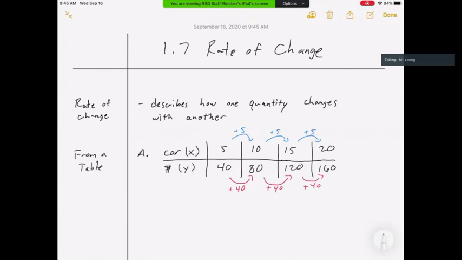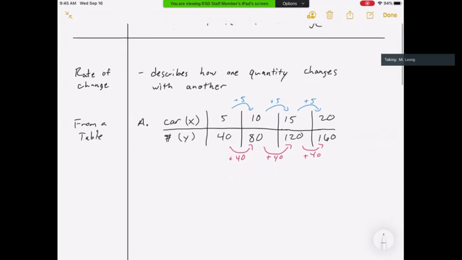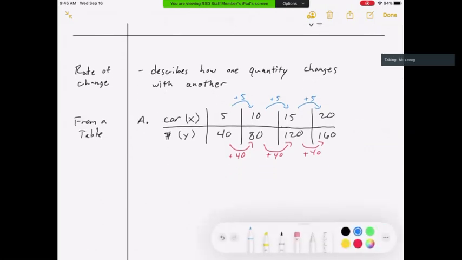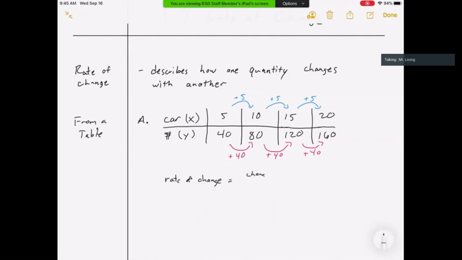So this is how you do rate of change, okay? The rate of change is equal to the change in y over the change in x. Okay, write that down. Change in y over change in x.